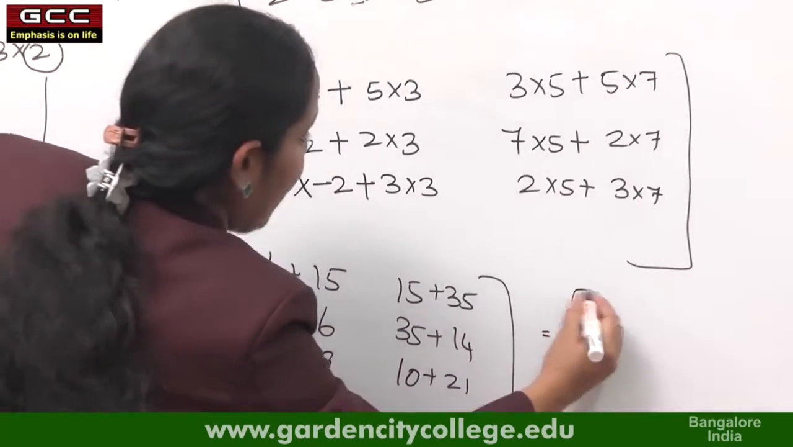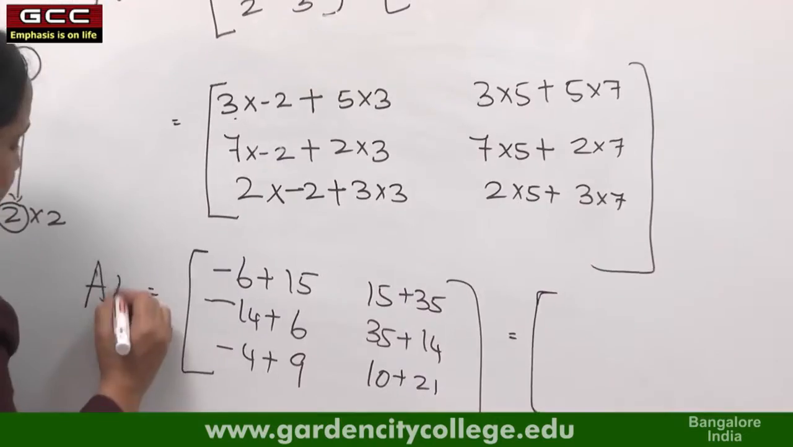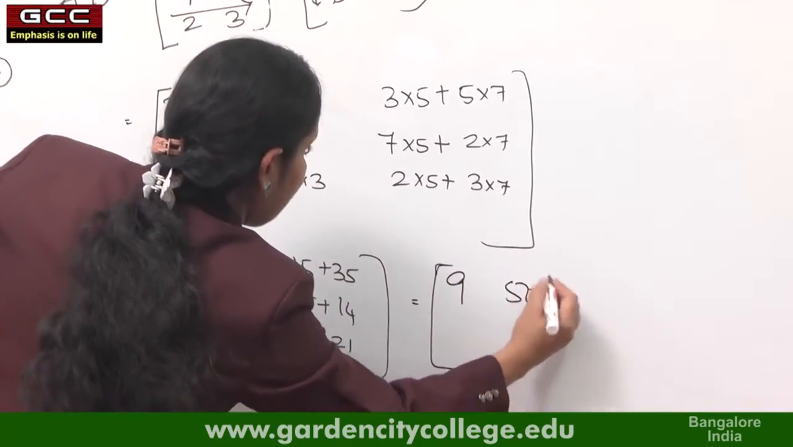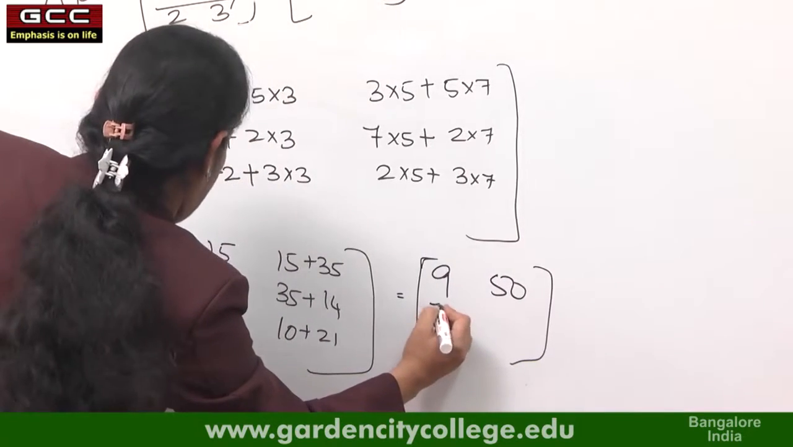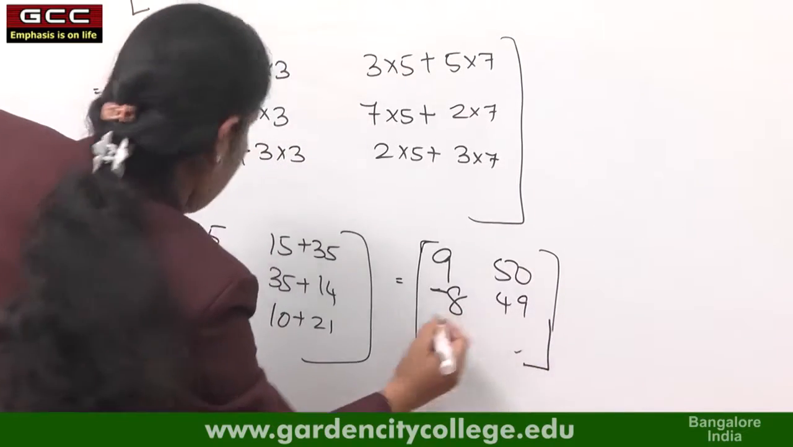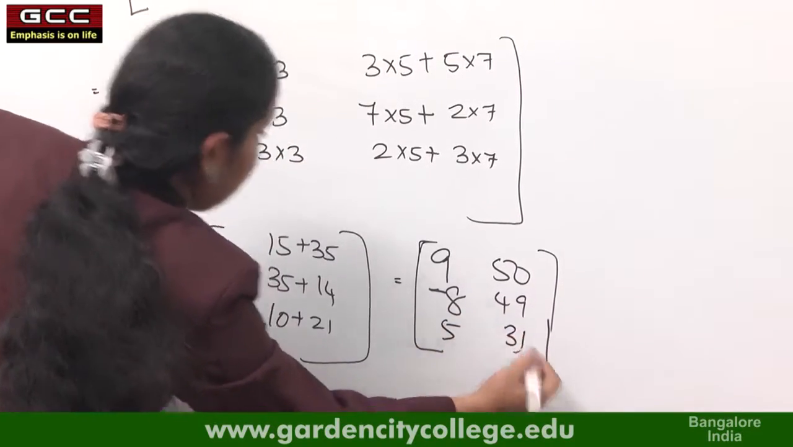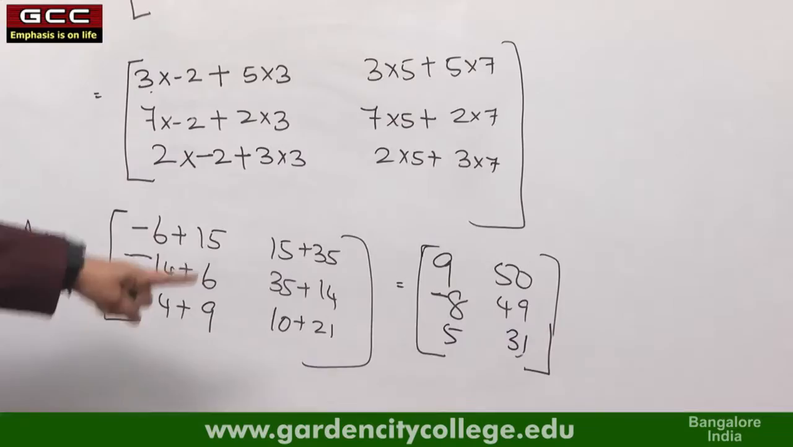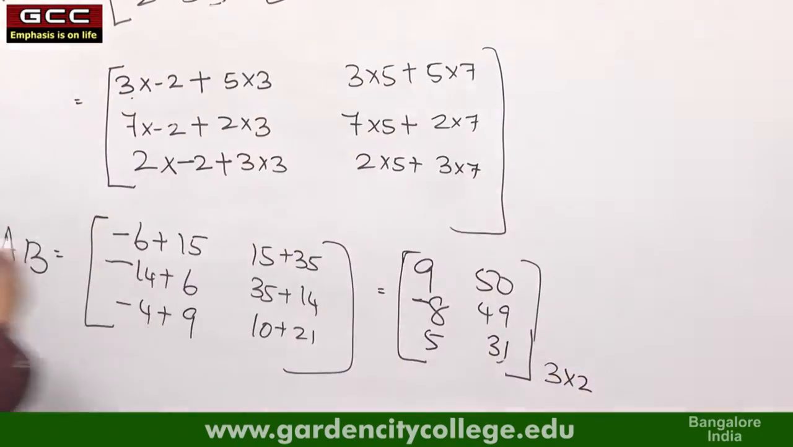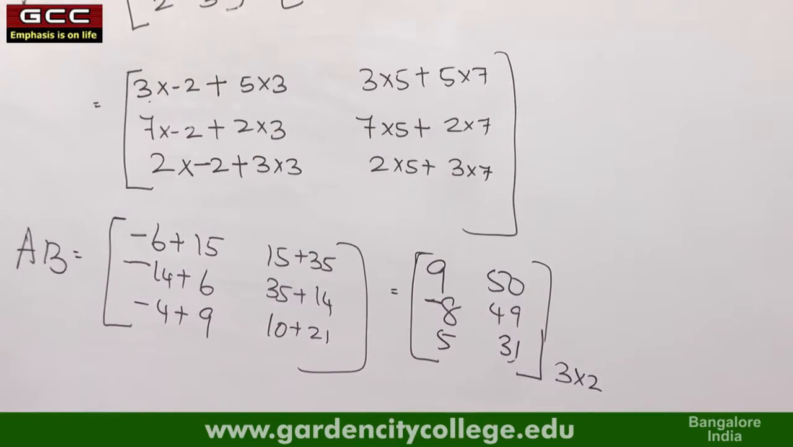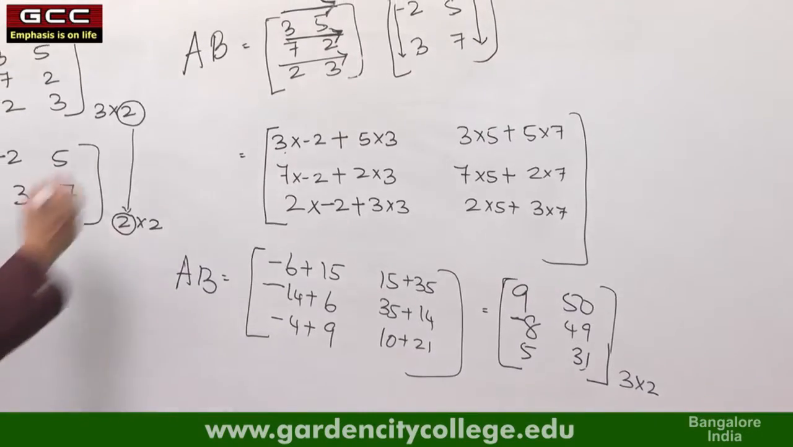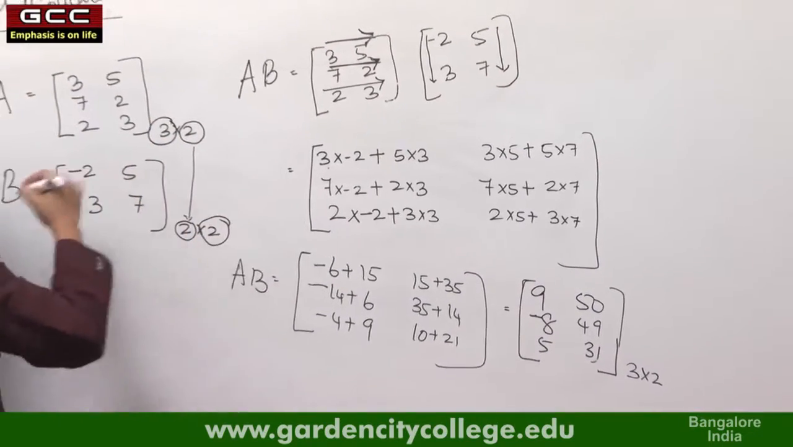So, the matrix product AB is given by: minus 6 plus 15 is 9, 50; minus 8, 49; 5, 31. You can see the order of this matrix now. This order is now 3 by 2. So, we started with 3 by 2, we multiplied with a matrix of 2 by 2. So, the resultant product AB is of order 3 by 2.